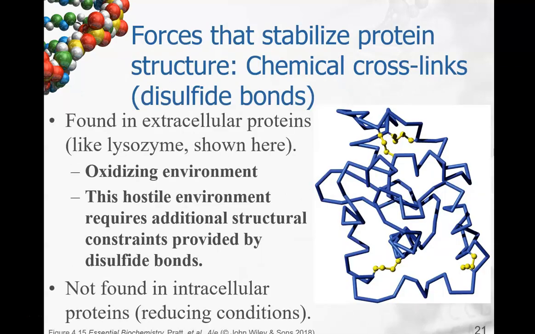Other forces could stabilize protein structure. This is sort of a generalization, but in extracellular proteins you are more likely to find proteins that have disulfide bonds because we have an oxidizing environment. Forming the disulfide bonds requires that we lose hydrogens on the cysteine side chains to form the bond, and you typically don't find these in intracellular proteins because reducing conditions exist there.